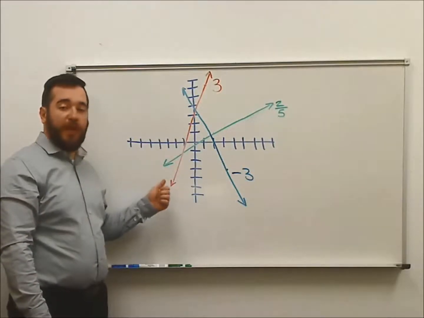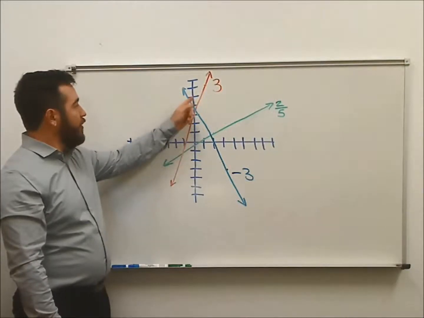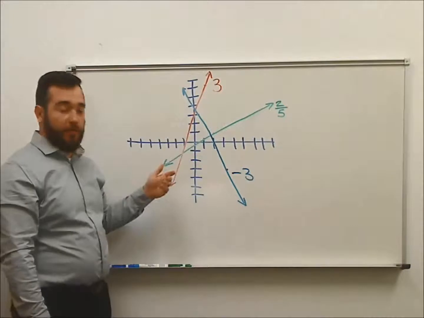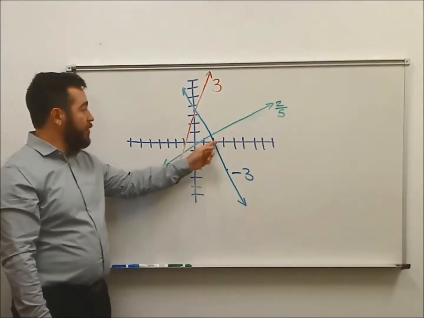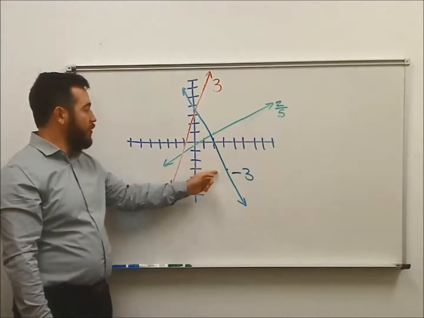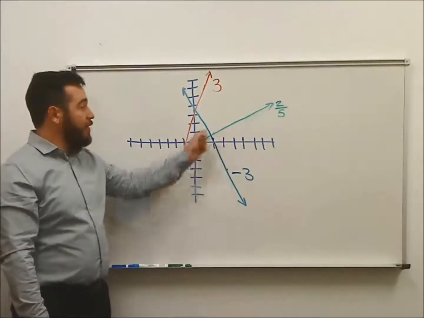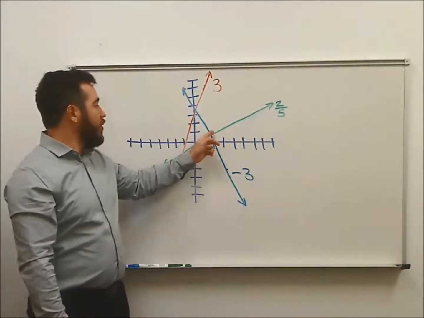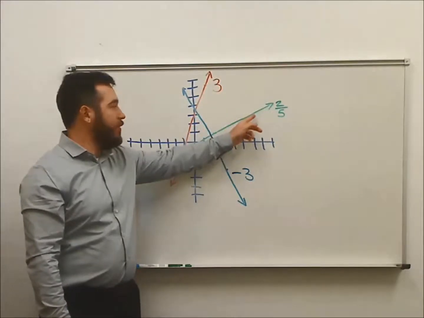Okay, so the red line has our slope of 3. Notice that it moves 1, 2, 3 units up for each one it moves over. For the line that has a slope of -3, notice that we move 1, 2, 3 units down for each one we move to the right. And then for our green line here with slope of 2/5, notice that we're moving 1, 2 up and 5 over.